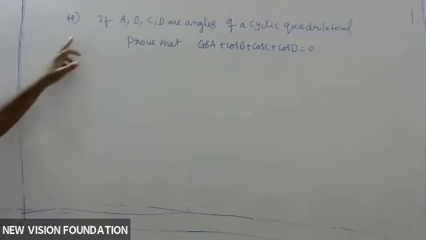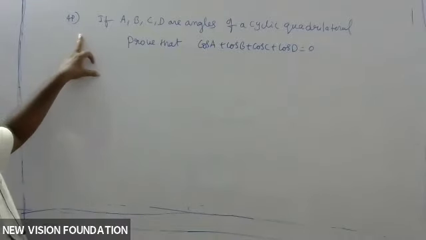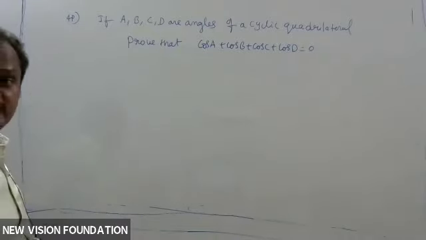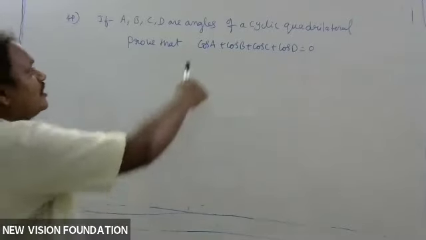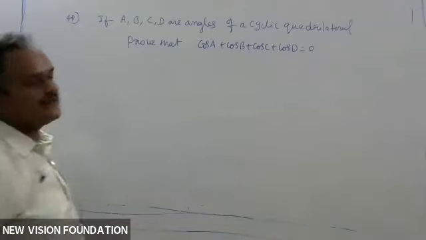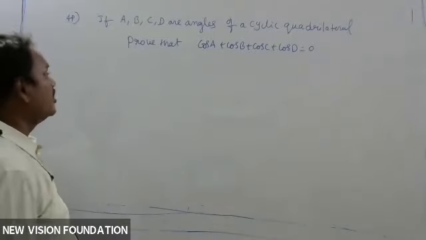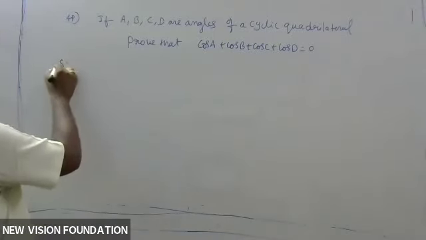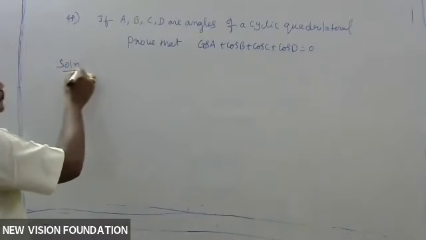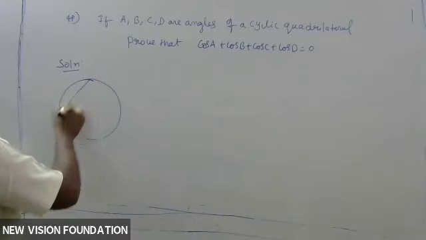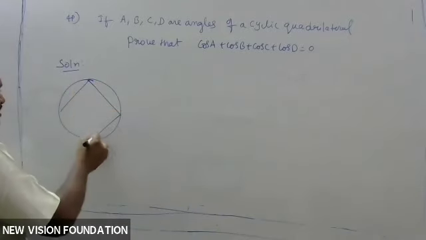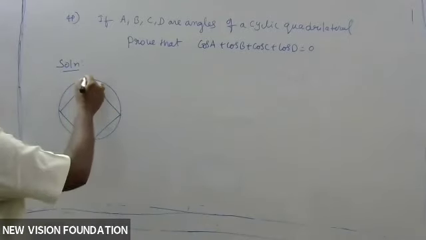Now, once again, another problem. The fourth problem. If A, B, C, D are the angles of a cyclic quadrilateral, prove that cos A plus cos B plus cos C plus cos D equal to 0. You know, my dear students, cyclic quadrilateral means whenever you have a quadrilateral inscribed within a circle, we call it a cyclic quadrilateral.